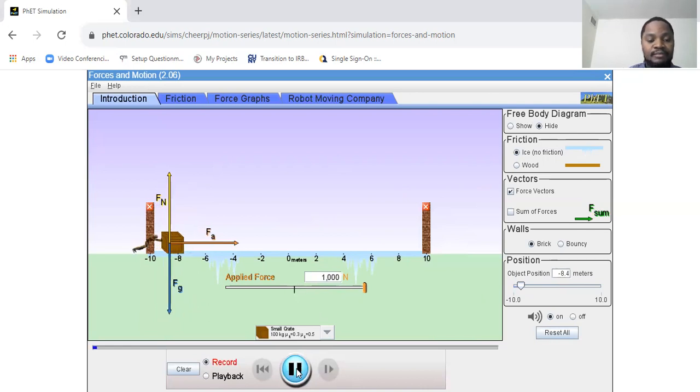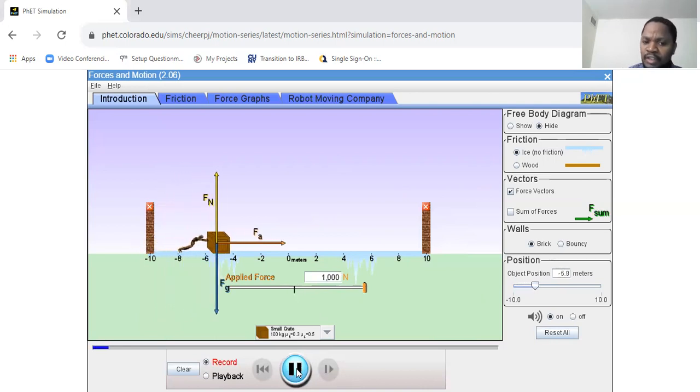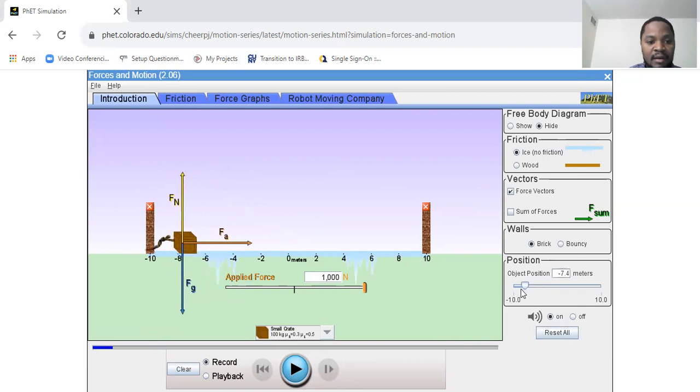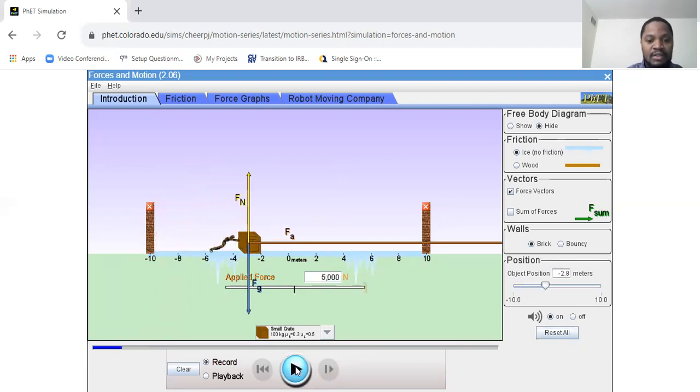You can observe the motion carefully, and then you have to compare that with pushing using a larger force. So you might want to put 5,000 here and play this one. You are going to compare how fast the box is moving, comparing the 1,000 newtons versus 5,000 newtons. All right, so let's reset and move on to question number 4.